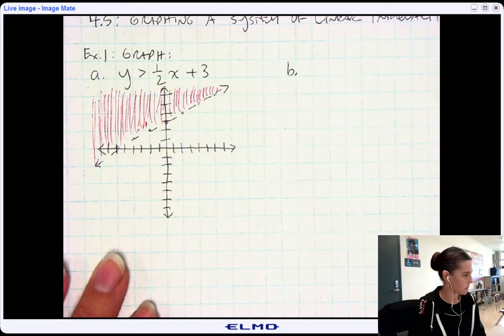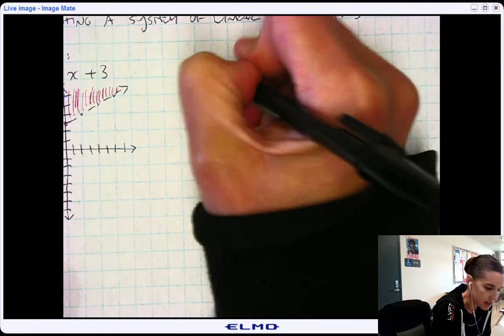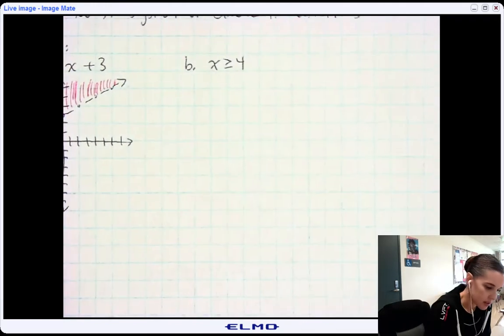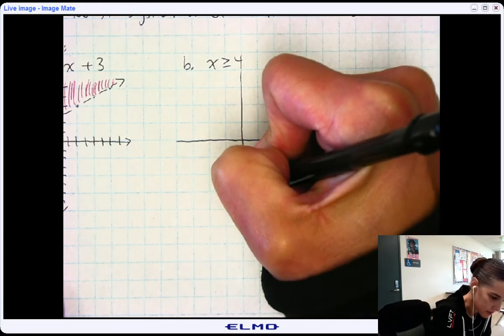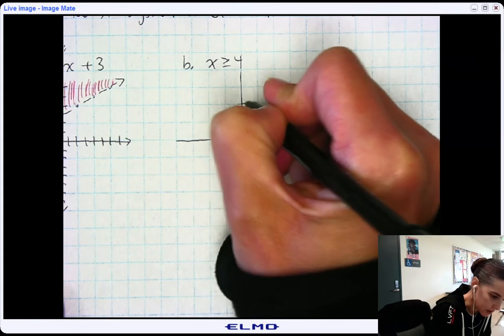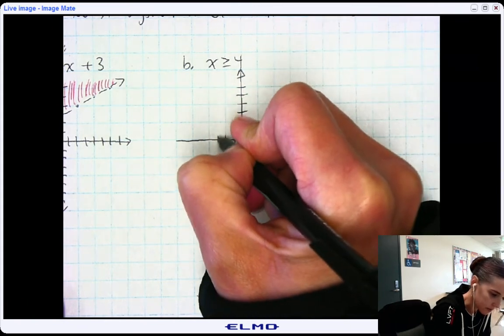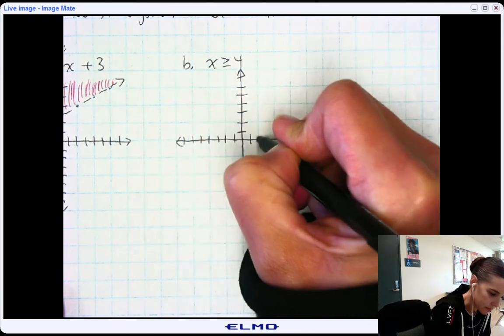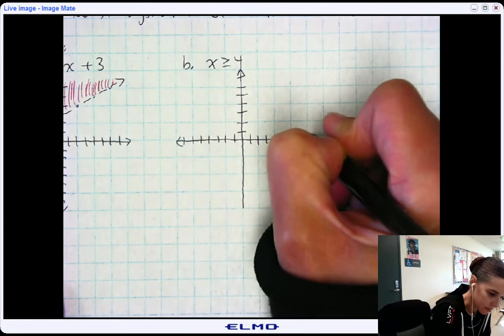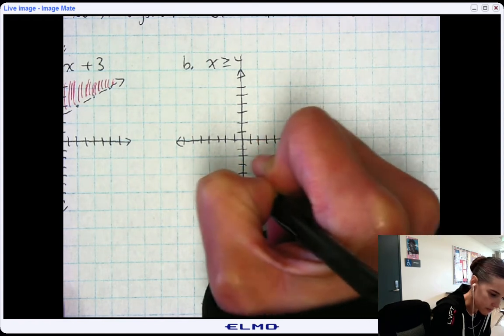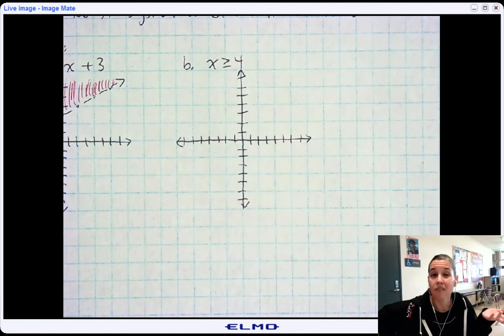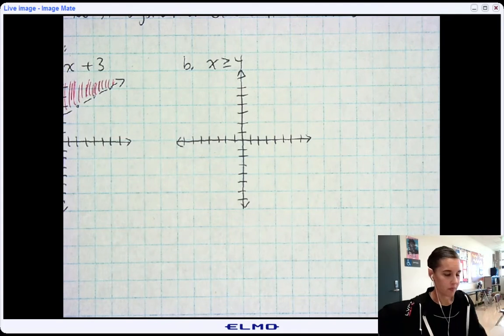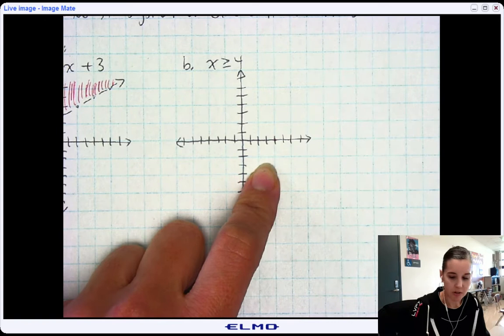In part B, let me move that over. Say I were to give you x is greater than or equal to 4. So let me set up another graph. Okay, so my variables on the left don't have a y, but I do have an x. And if I know what kind of a line an x line is, it's a vertical line, and it tells me to go to 4. So I'm going to go to 4 right here, and I'm going to draw a vertical line.